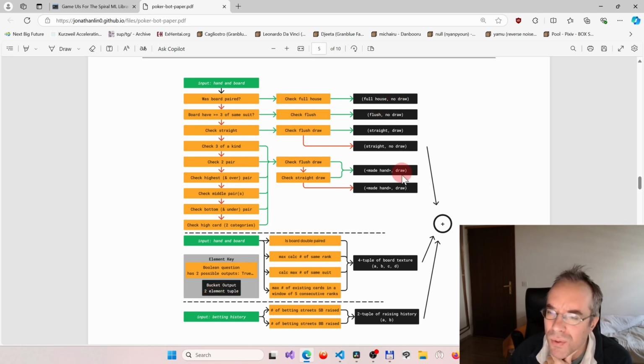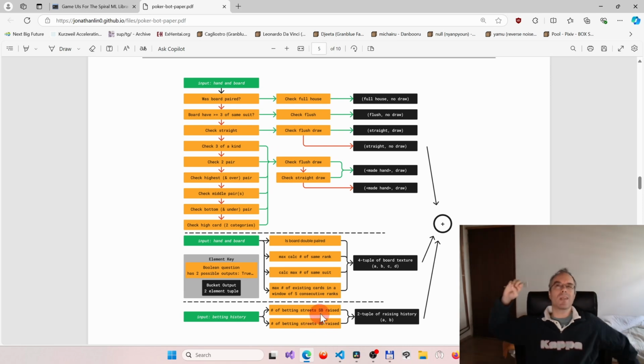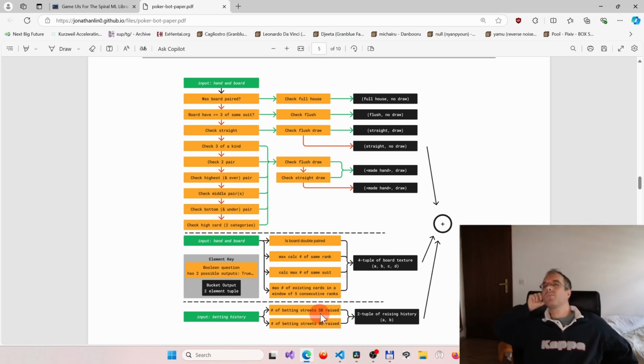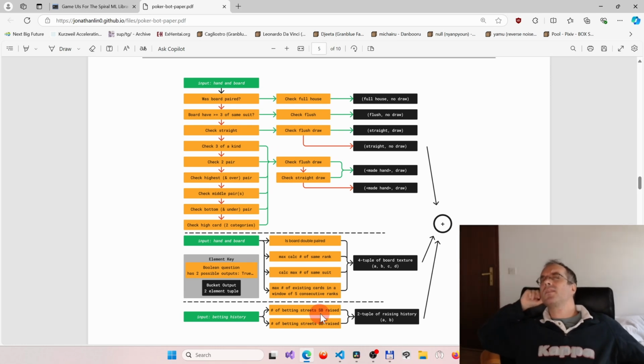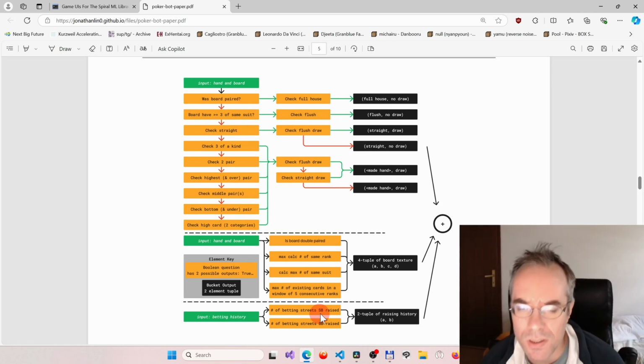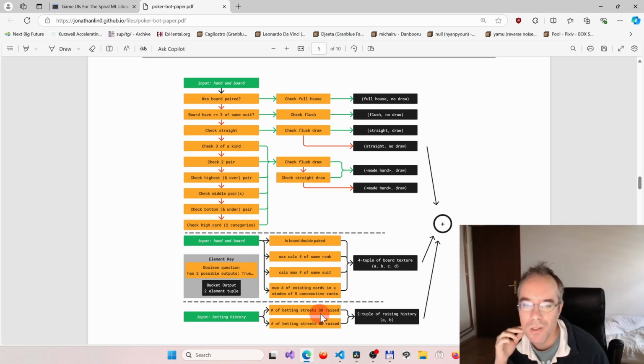I guess this is referring just to this, but this is actually a four tuple. Wait, and this is a tuple of raising history. So I guess it's just merging the small blind raised and big blind raised. And the small blind and the big blind are referring to player 1 and player 0 respectively. Player 0 is on the big blind and player 1 is on the small blind. Yeah, okay.